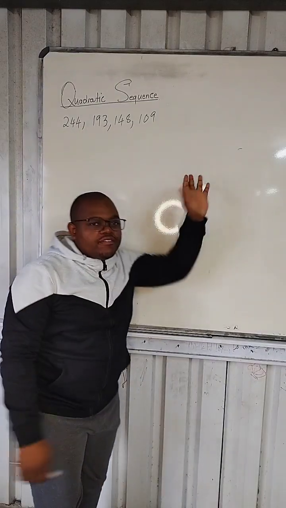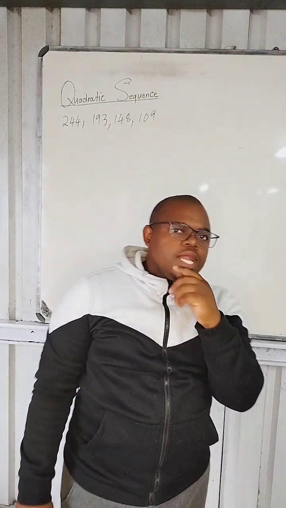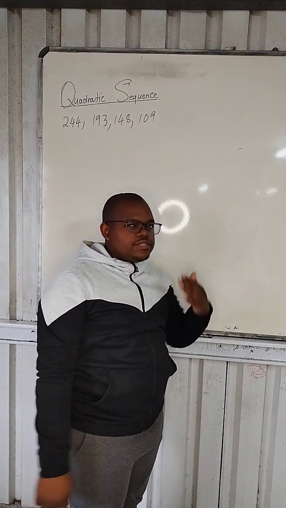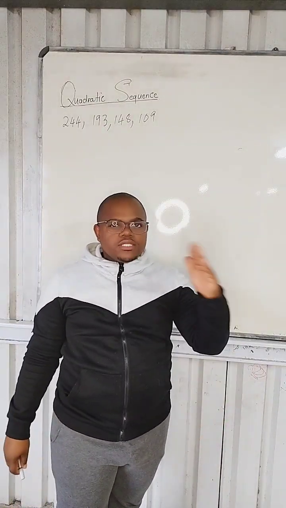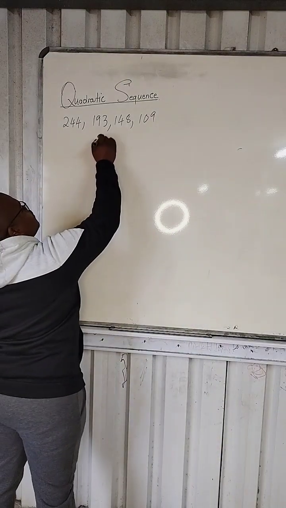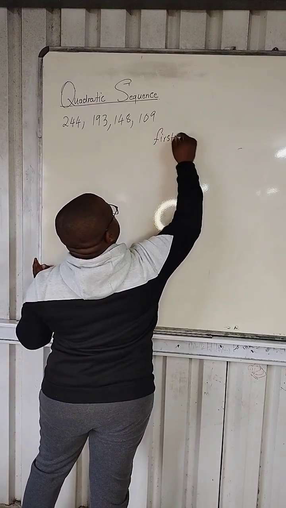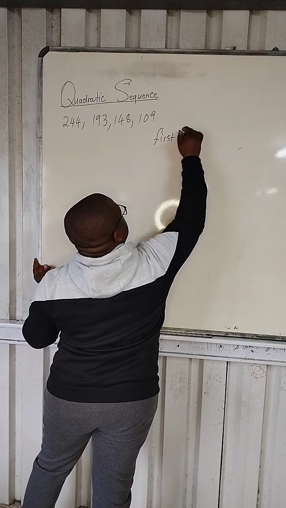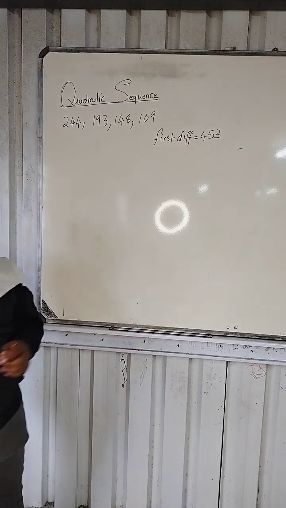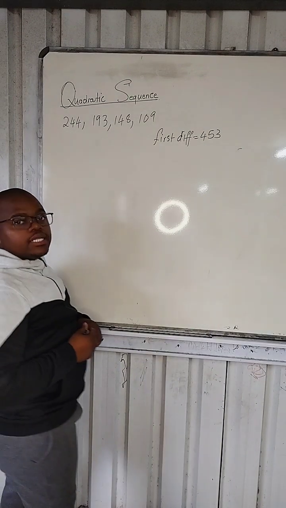Okay, let's say now we are given such a problem, where we left off on quadratic. Now, we are having this one. They said, between which two consecutive terms is the first difference equal to 453? Let me write here, the first difference is equal to 453. That's what we know. So since that's what we know, now let's try and answer this question.